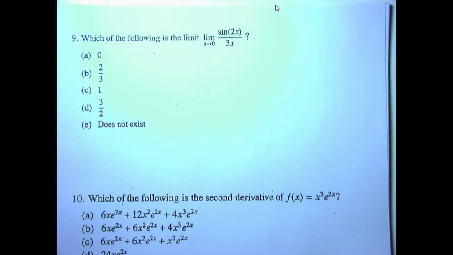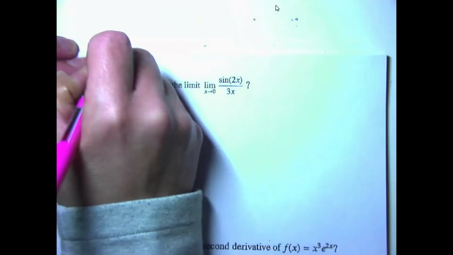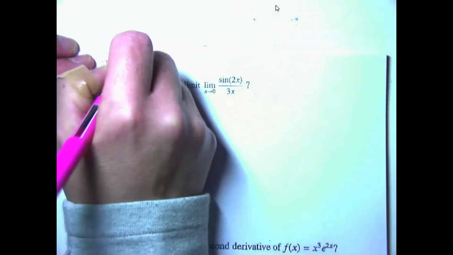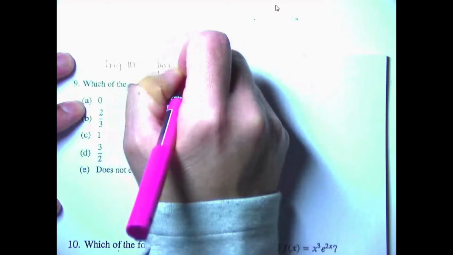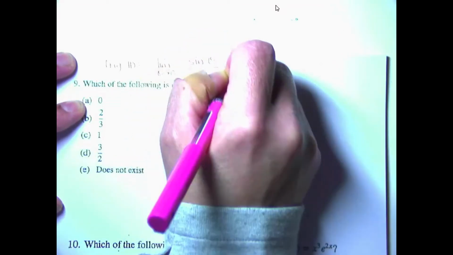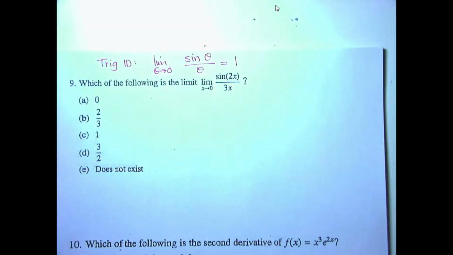All right, so again, there's more than one way that this problem can be approached. I'm going to remind you guys that we have a trig identity. Remember, we talked about the trig identity that said that the limit as theta approaches 0 of sine of theta divided by theta is equal to 1. Let me give that a second to get caught up.